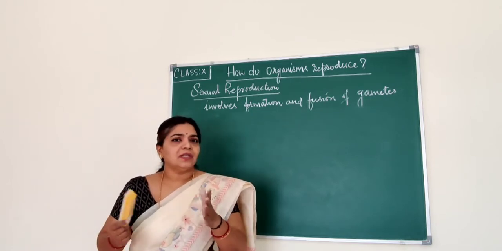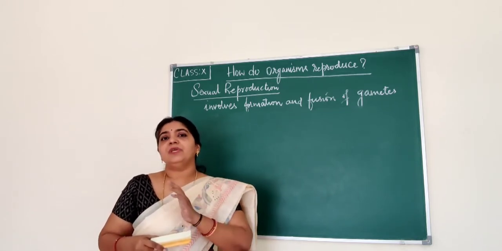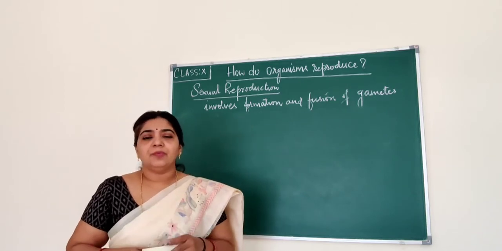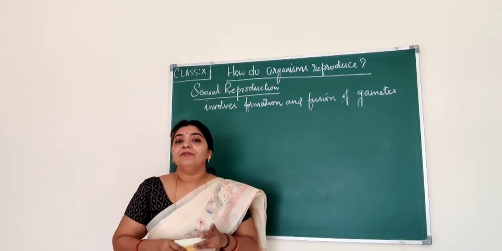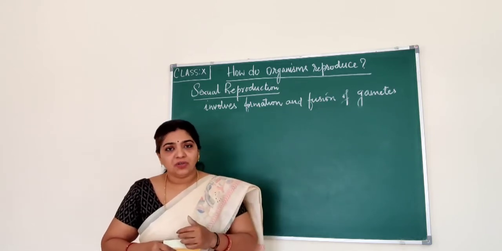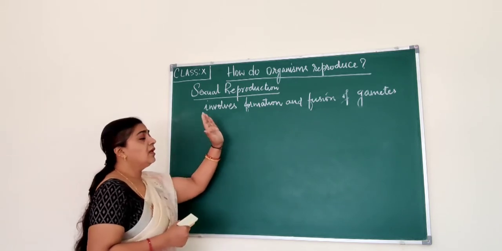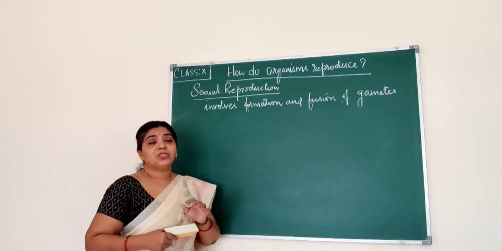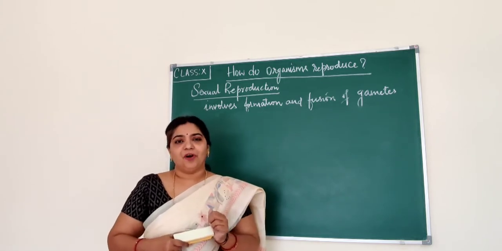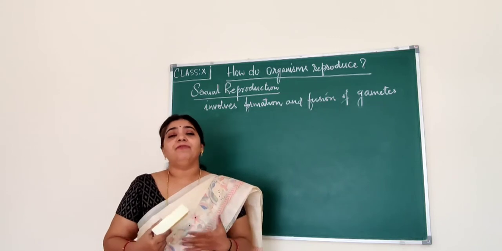Asexual reproduction, let us recall once. The main difference between sexual and asexual reproduction is that in asexual reproduction we don't see the formation of gametes, and when we look at the definition for sexual reproduction, we see that sexual reproduction involves formation and fusion of gametes. Gametes are formed, and not only formed, the gametes will be fused.